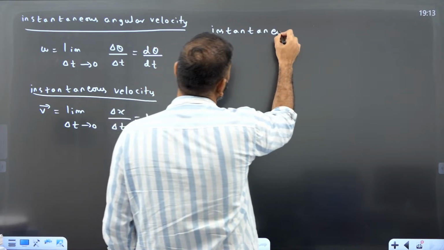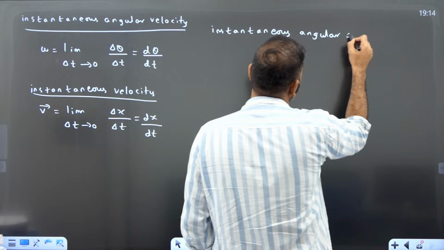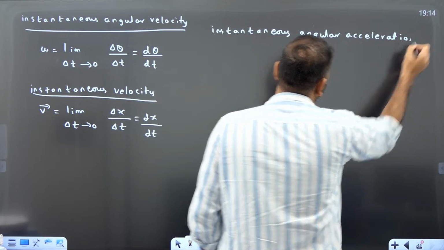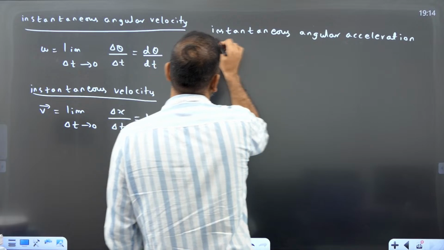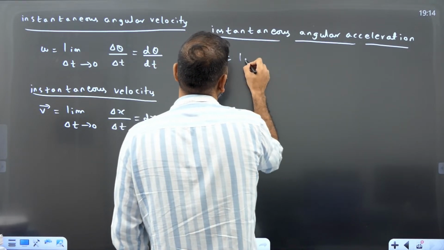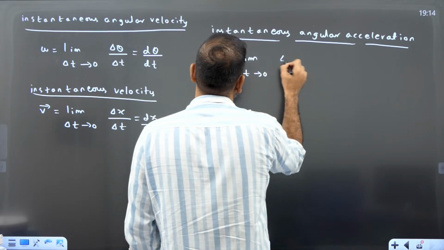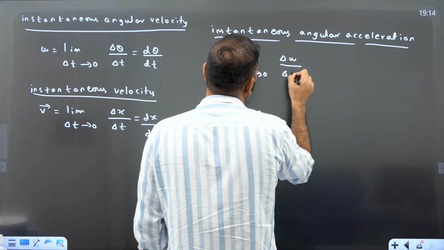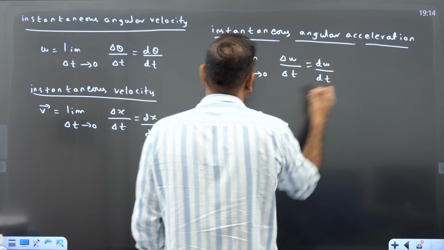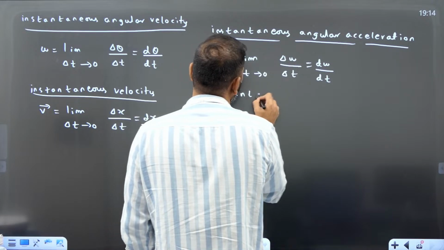Now, what is instantaneous angular acceleration? What is its equation? Alpha is equal to limit delta t tends to 0 of delta omega by delta t, that is equal to d omega by dt. Next, instantaneous acceleration. What is the equation?